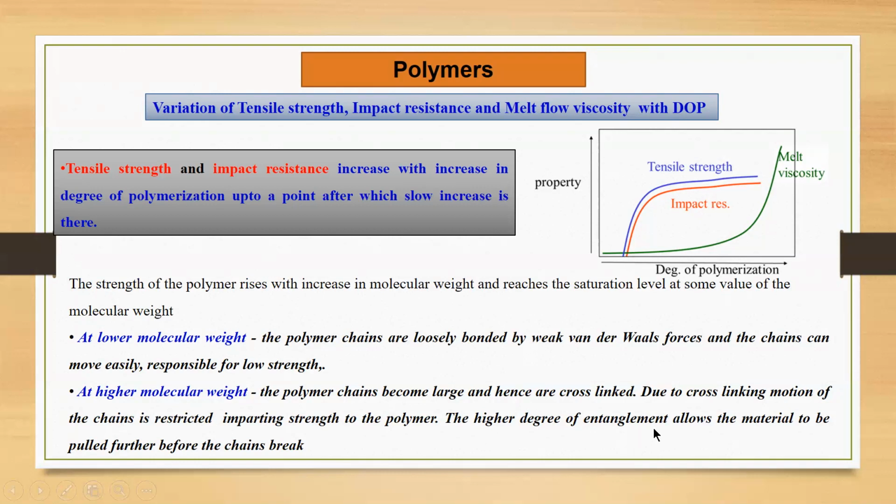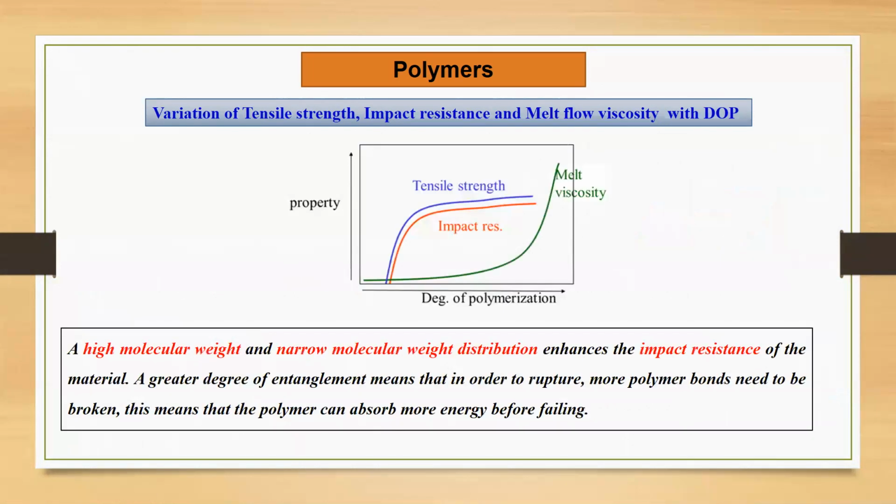When the motion of the chains is restricted, they impart strength to the polymer. With a higher degree of entanglement, that is, they form cross links and get entangled with each other, the material can be pulled further before the chains break. So when the molecular weight is higher, there is cross-linking and it provides strength to the polymer. So tensile strength and impact resistance increase with increase in DOP up to a point, after which there is a slow increase. That is, after saturation, there is a negligible increase.